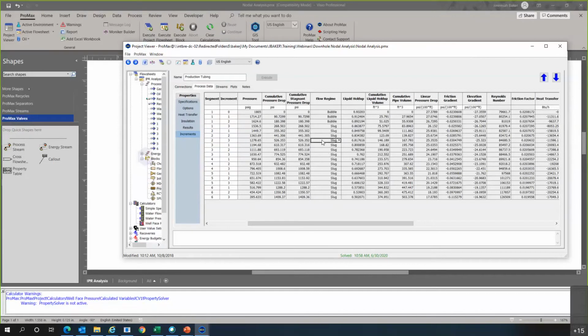But a slug would mean that we actually have probably a higher velocity vapor, to the point that it's actually channeling the vapor, and the vapor's flowing up, but the liquid is caught in these larger slugs. And slug flow is a big problem with vertical wellbore tubing.